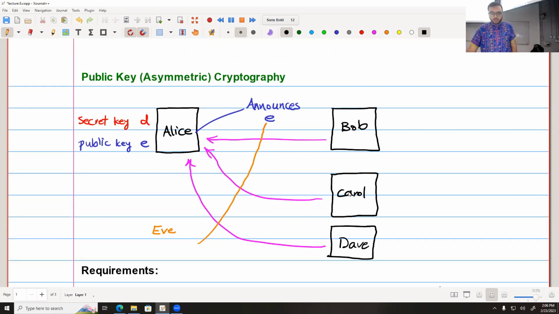Okay, so what's happening here? First, Alice is announcing the encryption key E, and then let's say Carol wants to send a message to Alice. What does Carol do? She takes the message, let's call it M, and this is a secret, and she just encrypts it. So what she sends to Alice is the result of encryption of M using the encryption key E. And when she sends this message, Eve is also seeing this message.